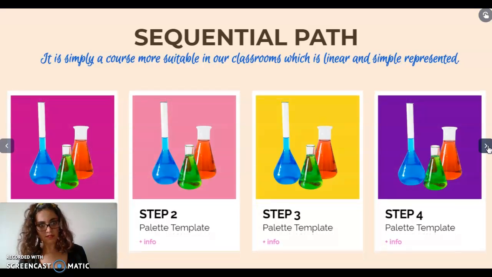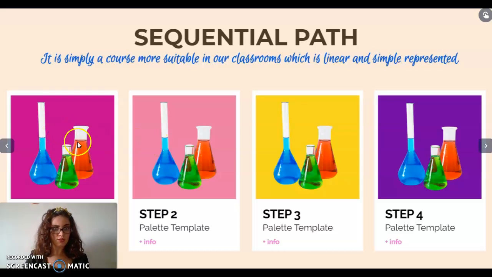This is our three main elements in adaptive learning. And what we said is there are three paths. The first one is sequential. A sequential path is simply a more stable course, compatible with our classroom, which is linear and simply represented. I won't look in detail, but when you click, you can see the next steps. It means step one, you have to pass the first step, second step, third step, and fourth step. It's really linear in learning.